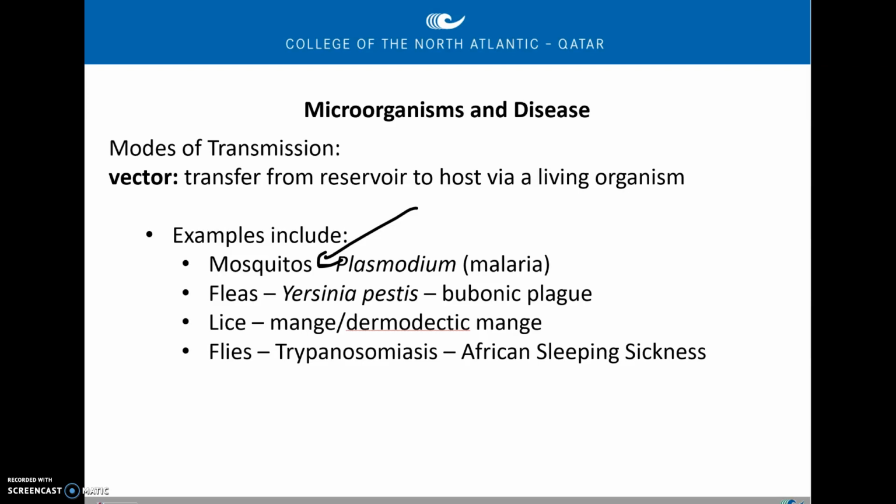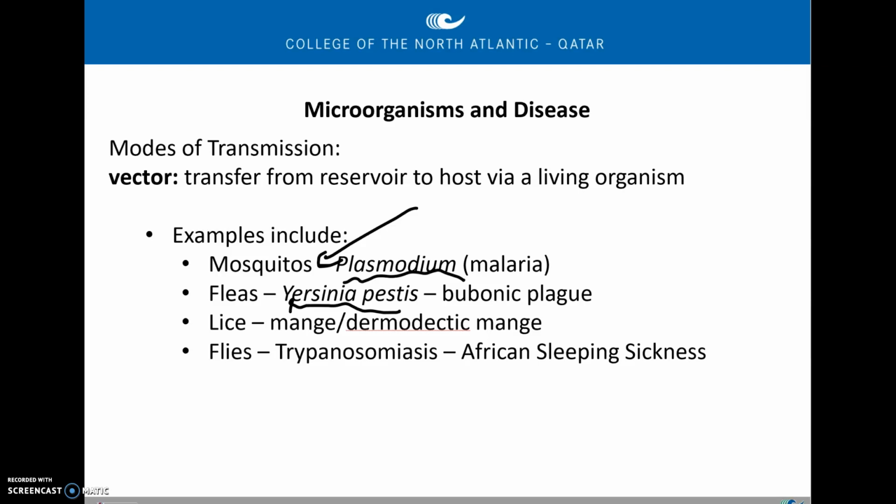Mosquitoes carry a lot of different pathogens. One of the most significant ones is Plasmodium, which is a protist that causes the disease malaria. You can also have many more insects that are vectors. Fleas, for example, will carry a bacteria called Yersinia pestis, which causes the bubonic plague. Lice can cause mange, a disease that we commonly see in cats and dogs.